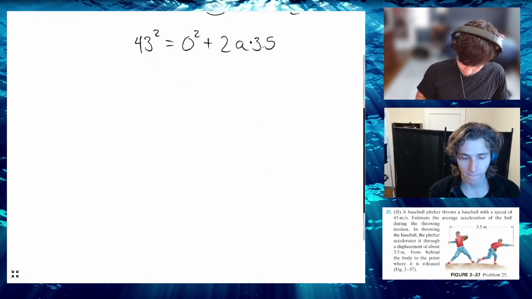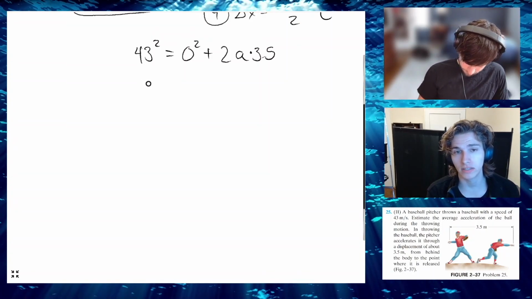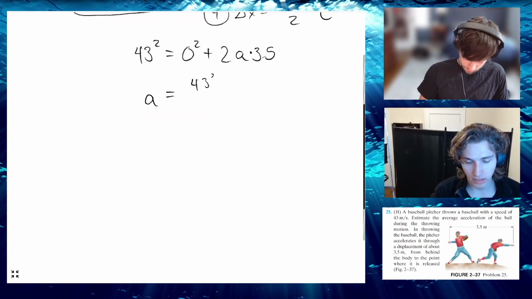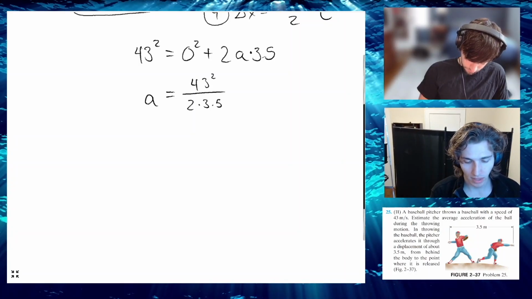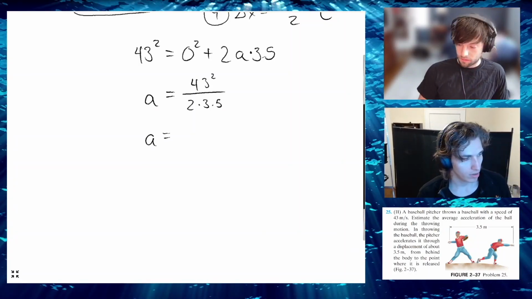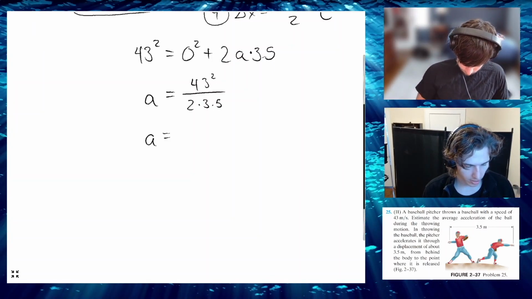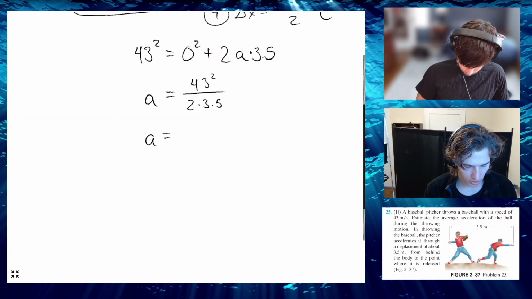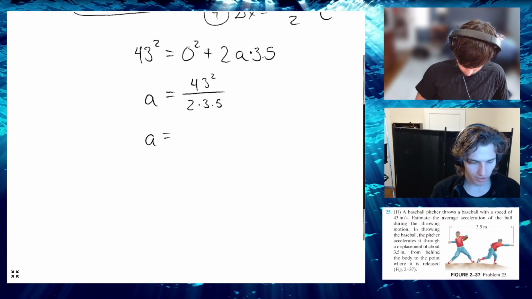First thing we can do, can we divide each side by 2? Yeah, we can divide each side by 2 and 3.5. So we get 43 squared over 2 times 3.5. And actually, we're ready to solve this. Go ahead, pull out your calculator, and we're going to do 43 squared divided by, open parentheses, 2 times 3.5, close parentheses. And let me know what you get for your answer.